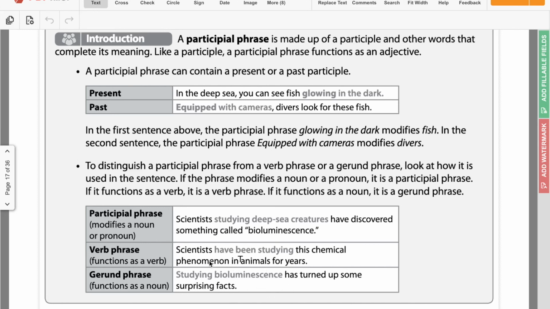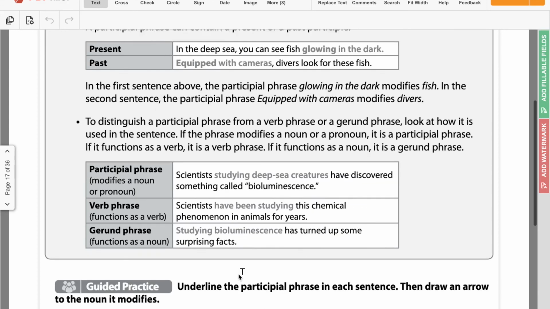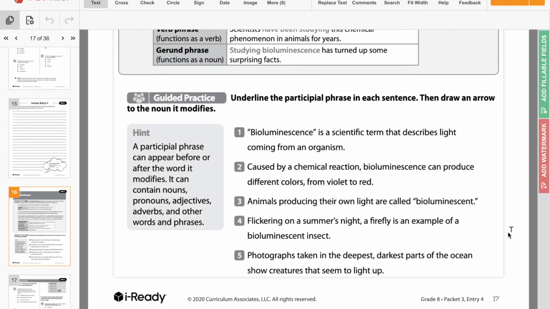The act or the idea of studying bioluminescence. We know that it functions as a noun because it is the subject of our sentence. So let's take a look at our guided practice here. It says underline the participle phrase in each sentence, then draw an arrow to the noun that it modifies.